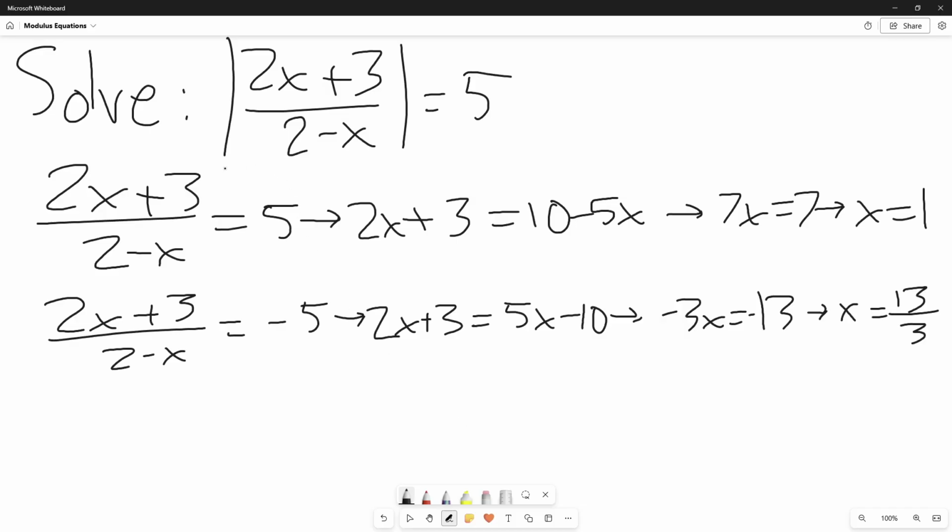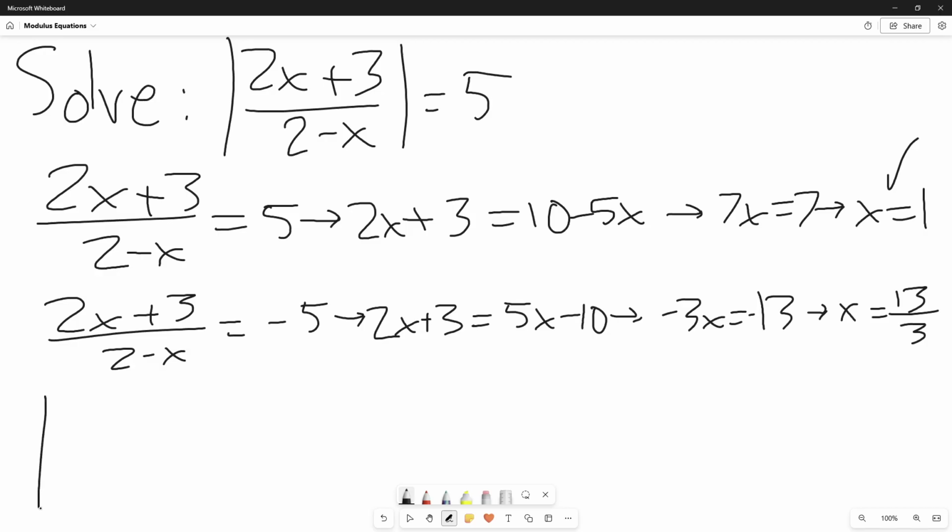both into the original equation. So first, let's try x equals 1. Absolute value of 2 plus 3 over 2 minus 1 is equal to 5. And that's true because this turns into 5 over 1, which is just 5. And then that turns into 5 as well. So this solution is verified.